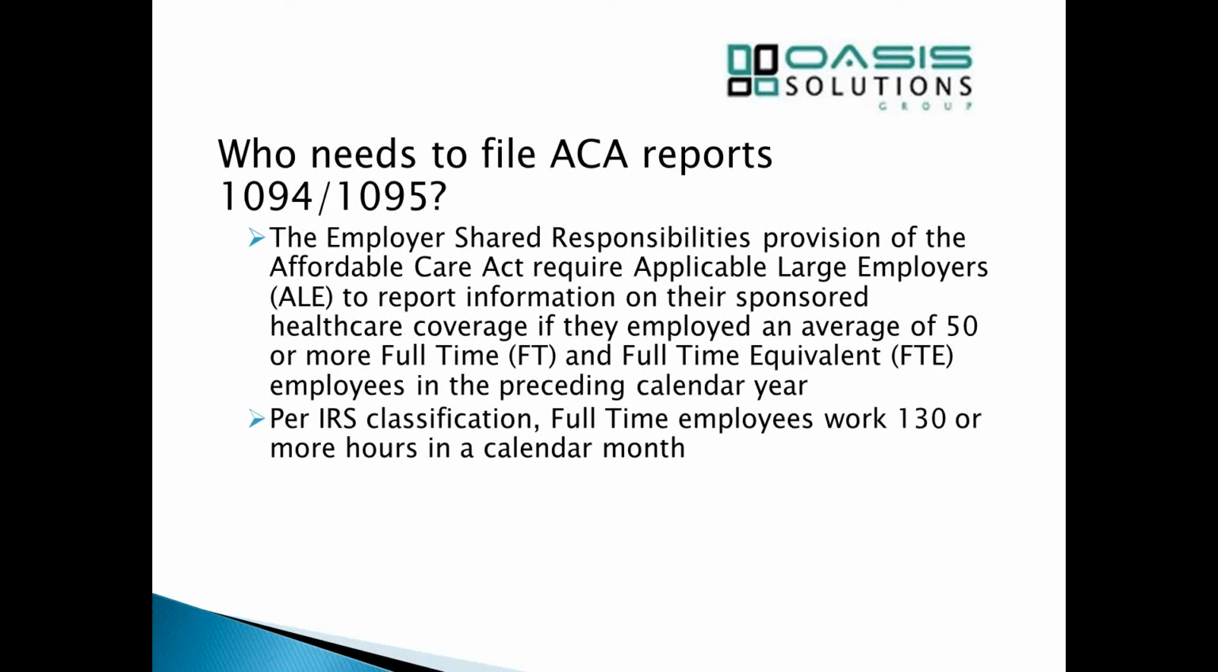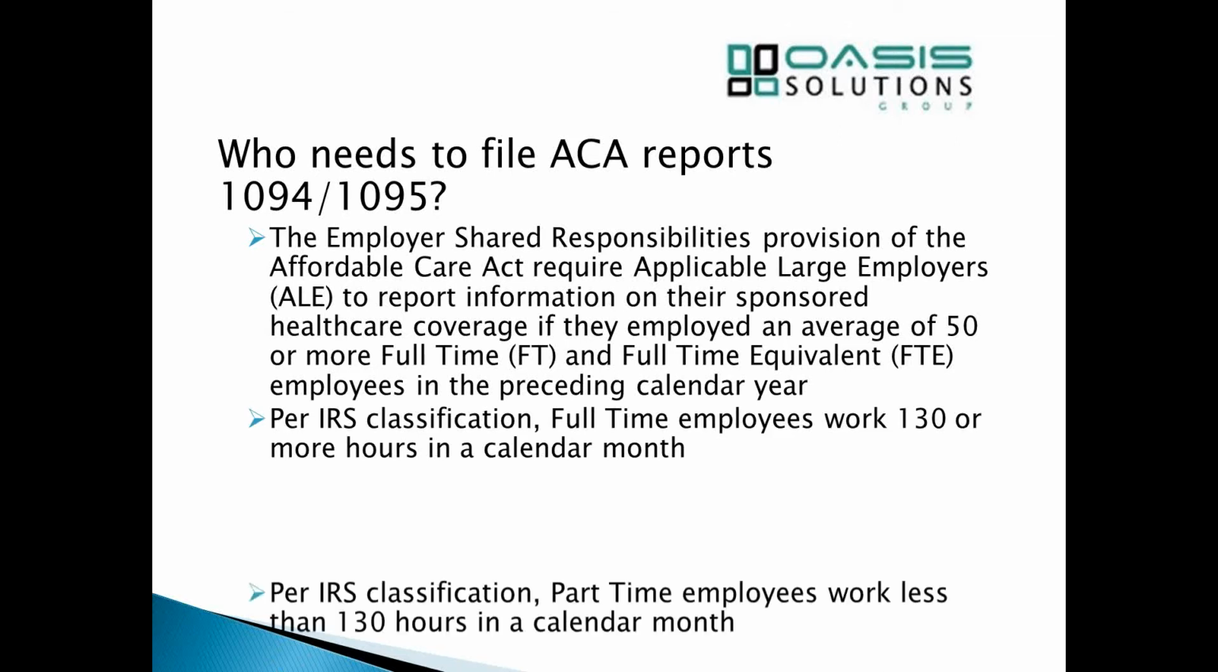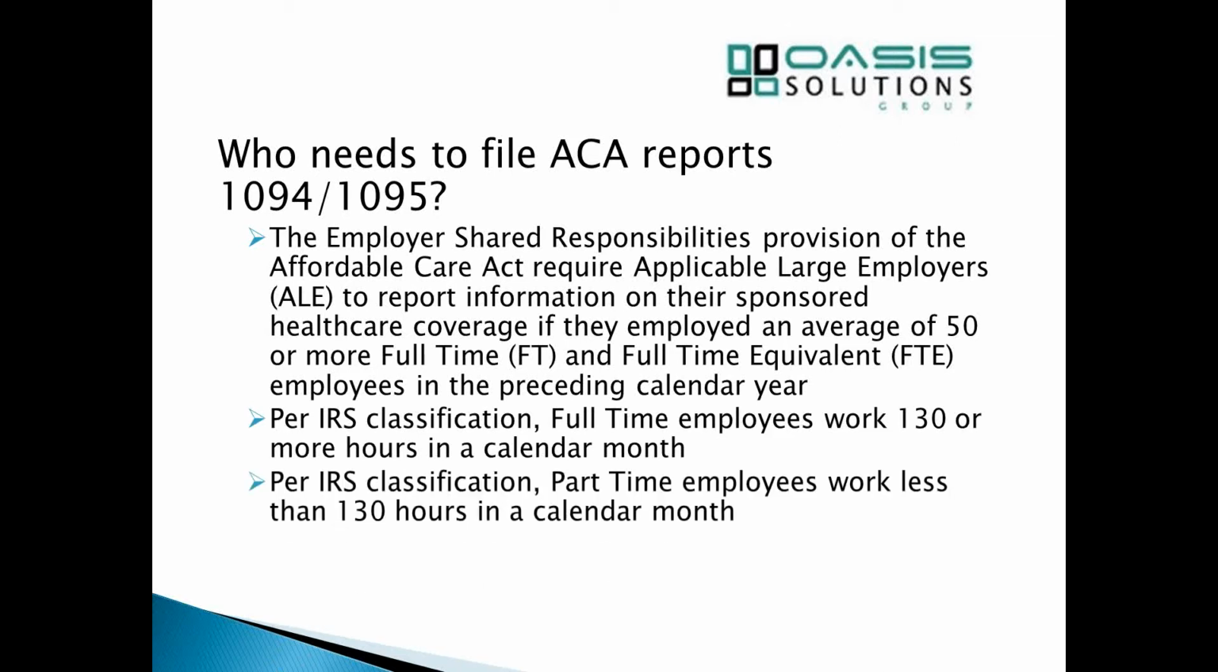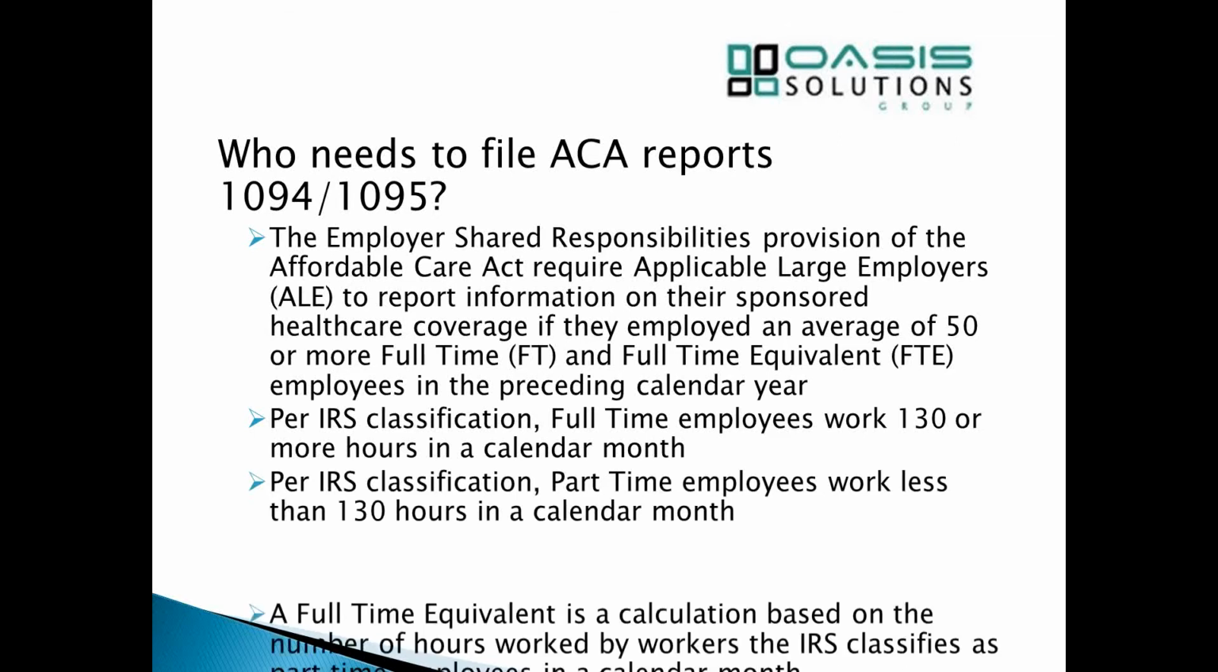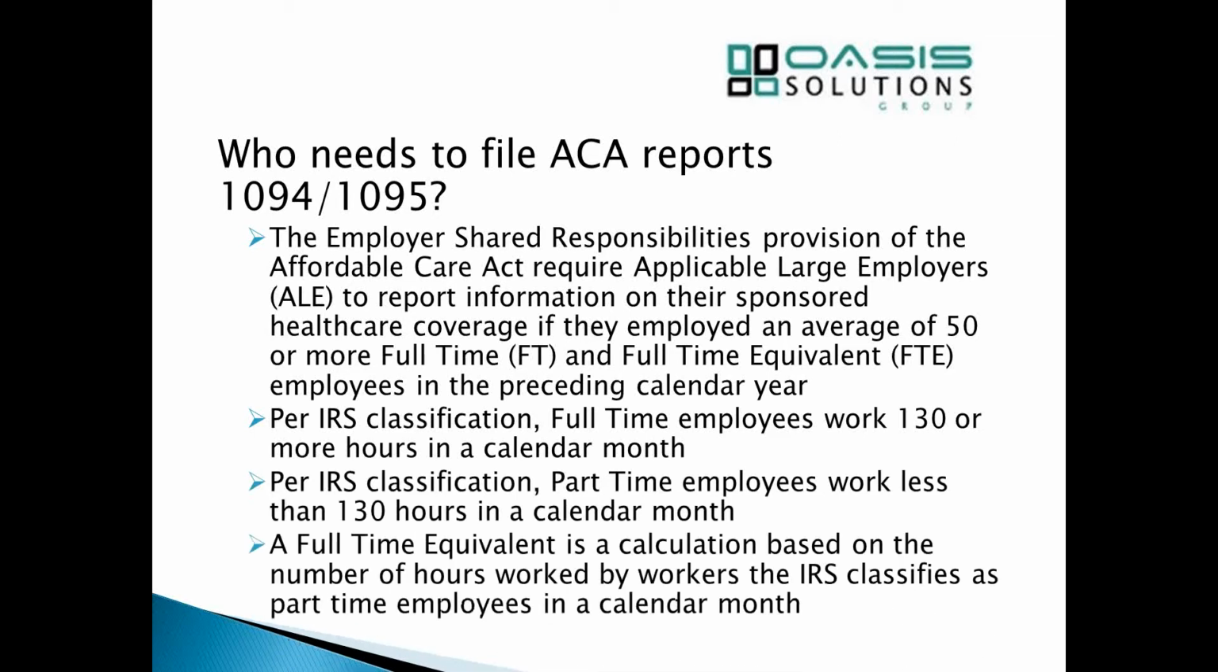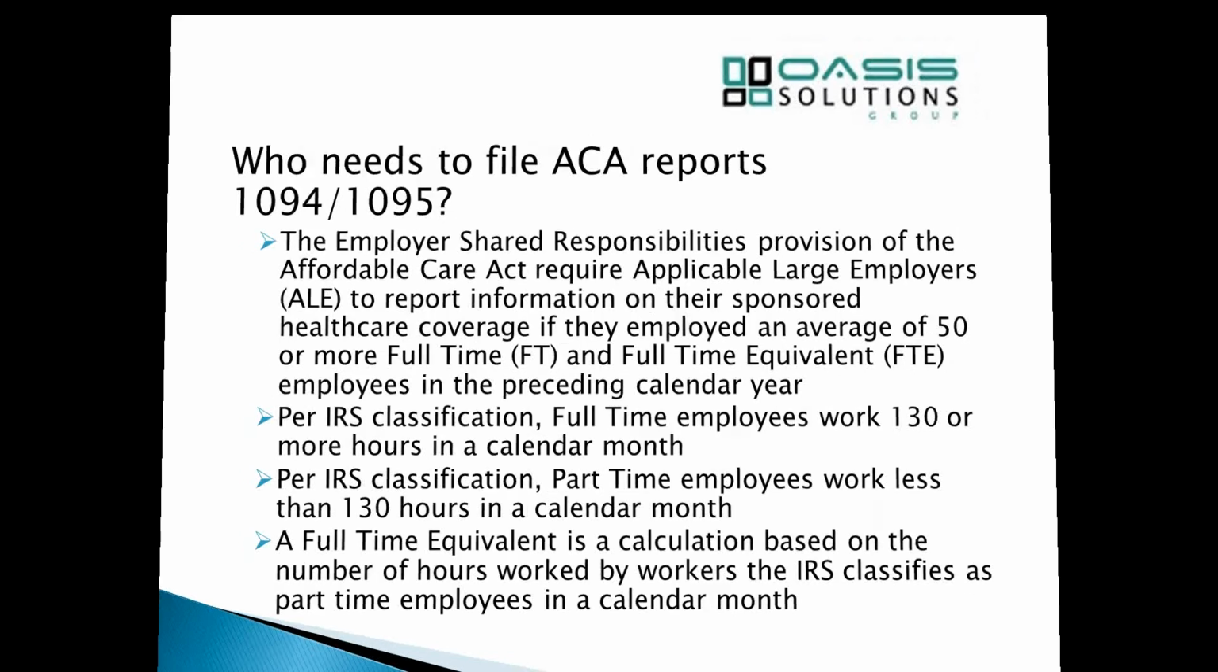Per IRS classification, a full-time employee is considered one who works 130 or more hours in a calendar month, and therefore part-time employees are considered those that work less than 130 hours in a calendar month. The full-time equivalent is a calculation, and it's based on the number of hours worked by the part-time employees for the calendar month. And we'll talk about that calculation in depth in a few moments.